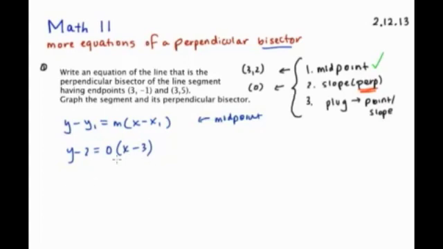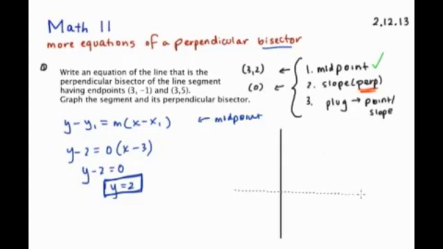No, because we know that 0 times anything is 0. So y minus 2 is 0, y equals 2 because we add 2 on both sides. And we now conclude that y equals 2 is going to be our equation. So what does that look like? In case you were wondering.